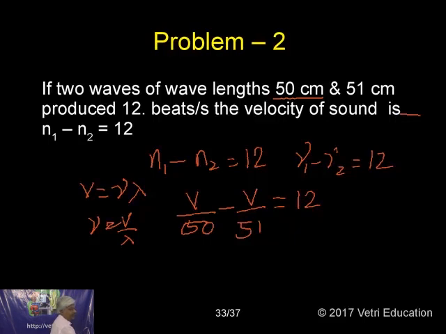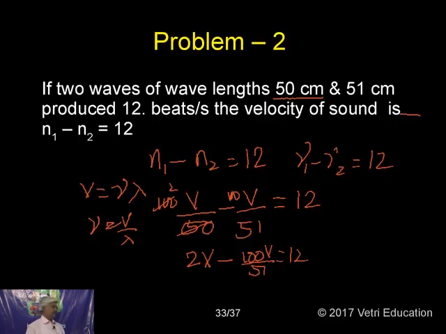100 divided by 50. That is the importance of the shortcut method. 100 divided by 50 meter. Here also, 100 divided by 51 meter. So this can be cancelled by 2, and modified as 2V minus 100V by 51 is equal to 12. So we can solve the problem very easily. Otherwise, you have to take the LCM, or it is in fraction form, and it is very difficult to solve the problem.